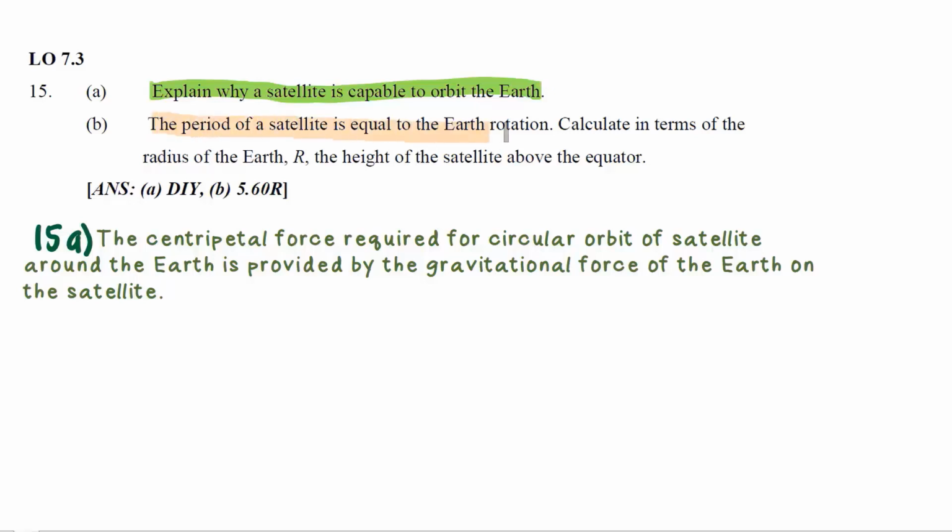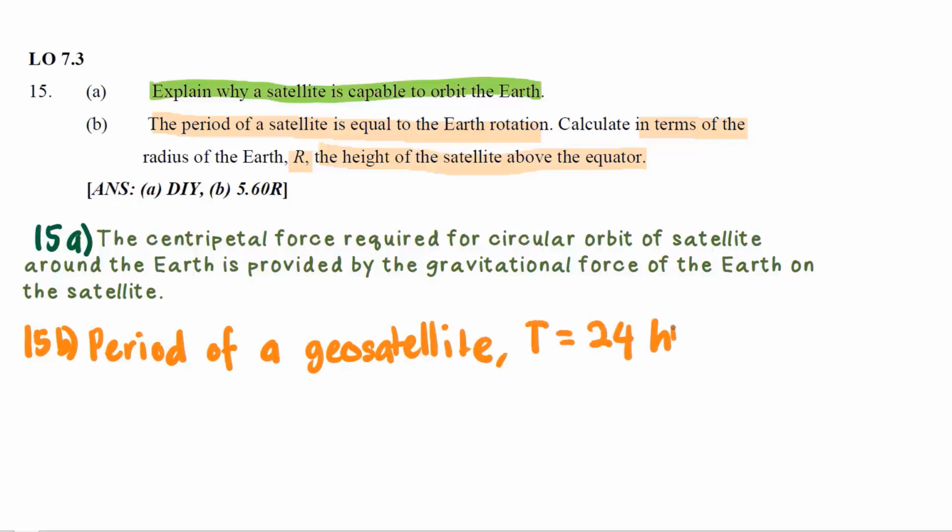Alright, let's go to question 15b. The period of a satellite is equal to the Earth's rotation. In other words, 24 hours. And then calculate, in terms of the radius R, the height of the satellite above the equator. What do we do? First of all, we convert. Because we know that the period is 24 hours, we change it to SI unit, which is in seconds. So it becomes 86,400 seconds.